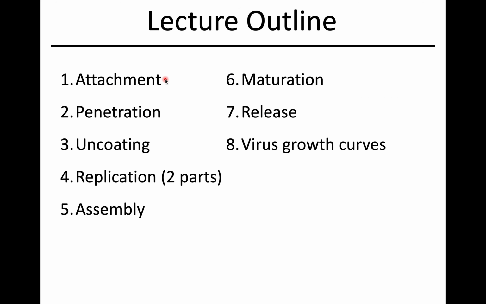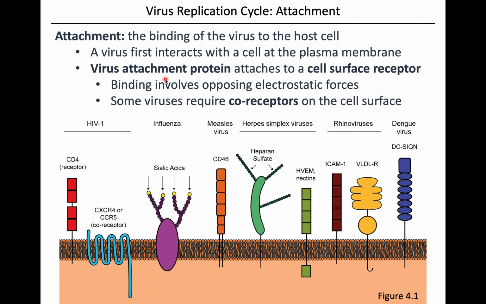We'll start here with attachment. And so again, attachment is referring to that binding of the virus to the surface of the host cell. And so that interaction is usually going to be due to just weak electrostatic forces between proteins on the surface of the virus, either the proteins extending directly from the capsid, or if it's an enveloped virus, extending from the viral envelope. So an interaction between proteins at the virus surface and the surface of the cell.